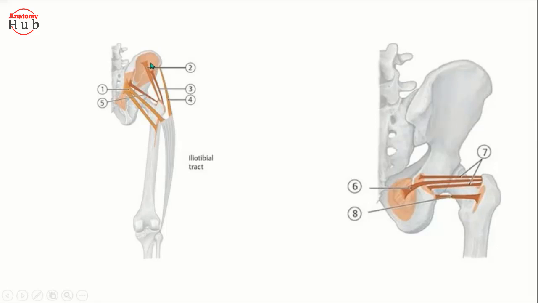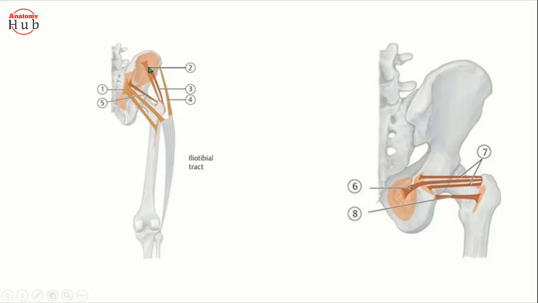Then it also takes origin from the thoracolumbar fascia, and also from a ligament. Which ligament? That is the sacrotuberous ligament, right? And this gluteus maximus muscle is a very large muscle, and it comes downward and attaches. It is actually two fibers. The insertion of the gluteus maximus has two fibers.